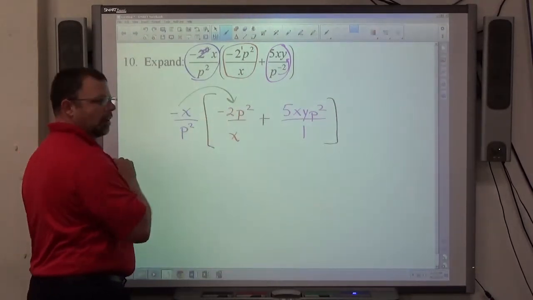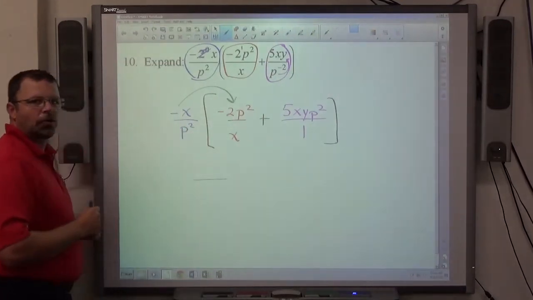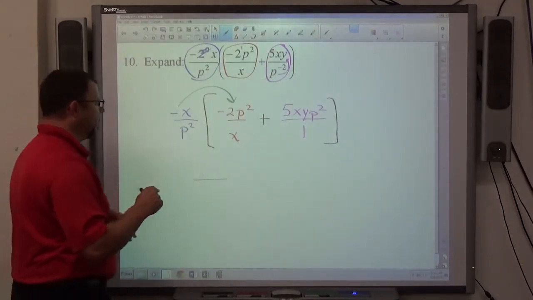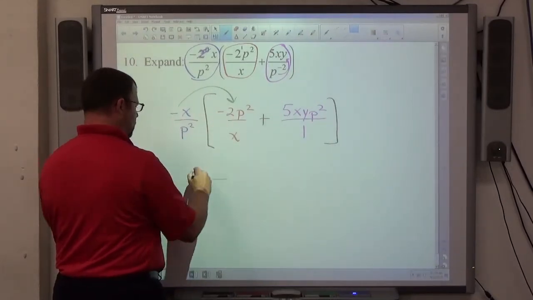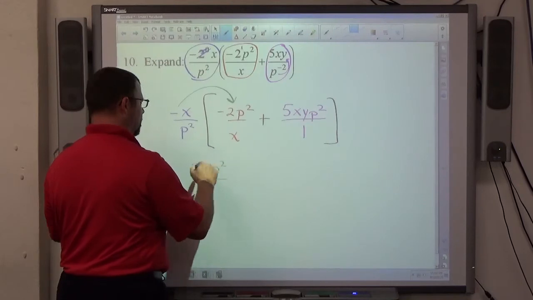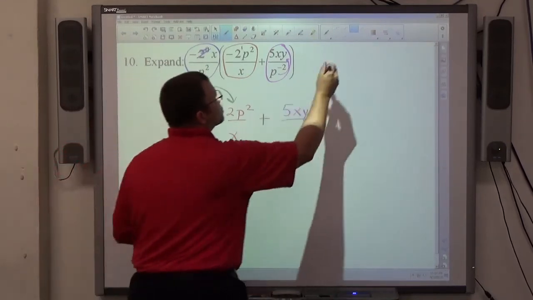Multiply this fraction times this fraction. Multiplication of fractions is top times top, bottom times bottom. Don't try and reduce while you're multiplying. Just multiply it out and get what you get. So 2 negatives make a positive. 2 times x times p squared makes 2x p squared. On the bottom, p squared times x makes p squared x.